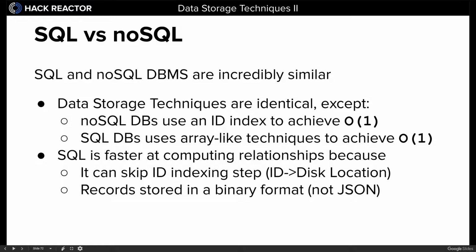So they are similar, but SQL is faster at computing relationships because it can skip ID indexing steps by just going to the index that it's looking for. As we said, it's going to be accessing the data in an array-like method. So it's going to help a lot with making our code more efficient and being able to access and mutate data how we see fit. And then it's stored in a binary format because it's SQL, not JSON, whereas noSQL would be more akin to something like JSON.